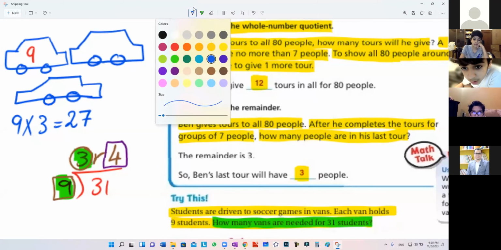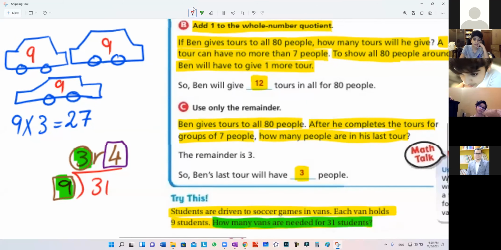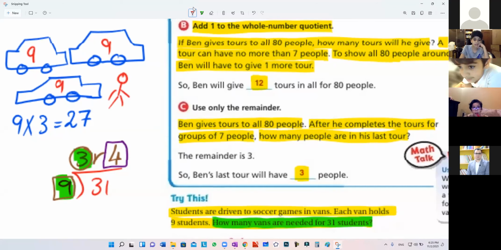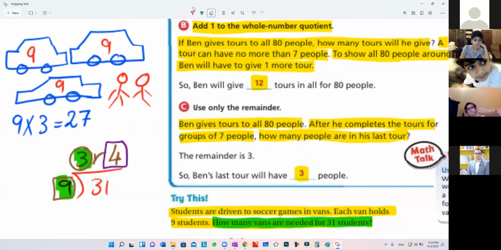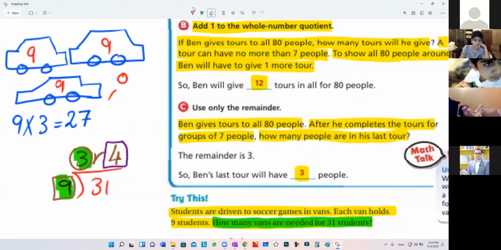So we have 9 students in each van, but we have 3 students left over. We need to put them in another van, right? Yeah. So we're gonna put them in another van, but the last van takes 3 students only, right?